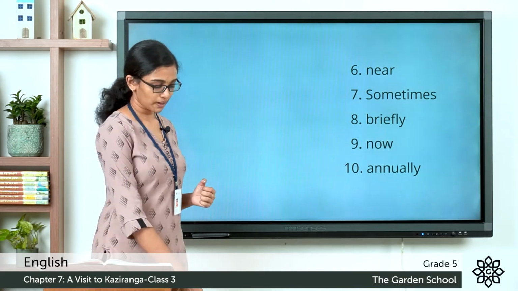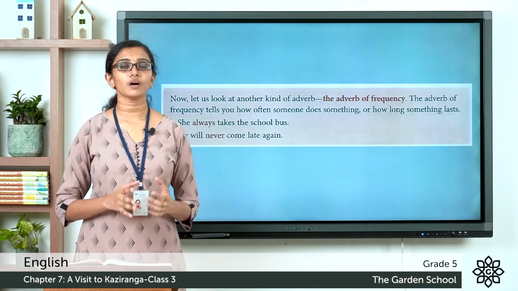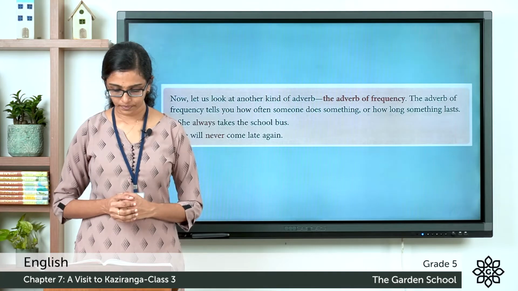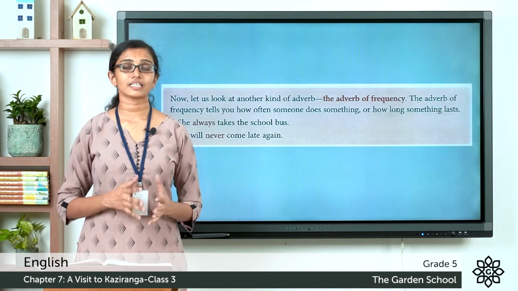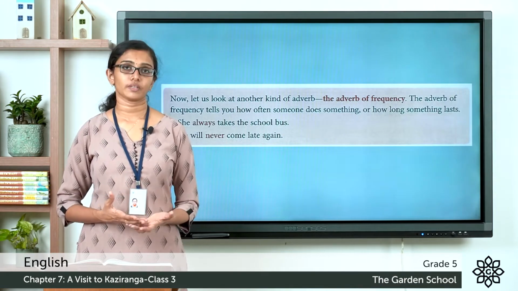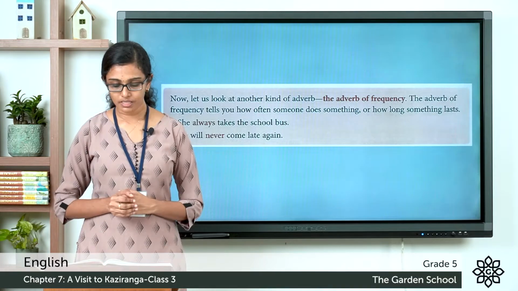Now, let's see the next part, and here you have a note in your textbook. It's about the adverb of frequency. What do you mean by an adverb of frequency? So, an adverb of frequency is an adverb that shows you how often someone does something or how long something lasts. So, here you have 2 examples given.